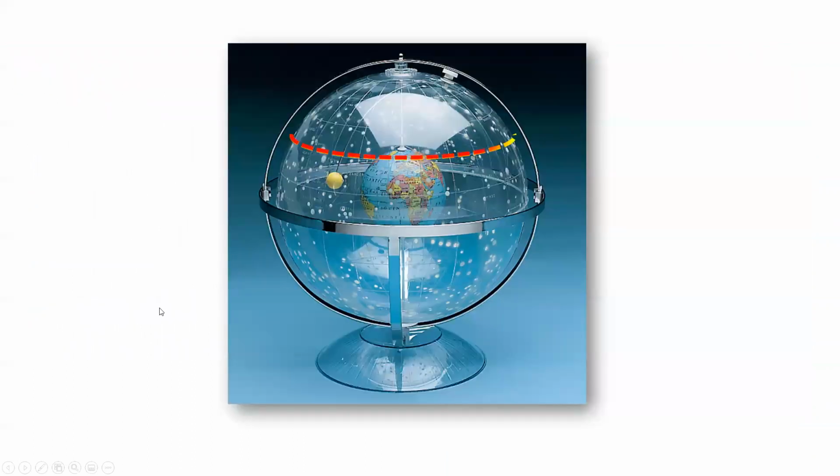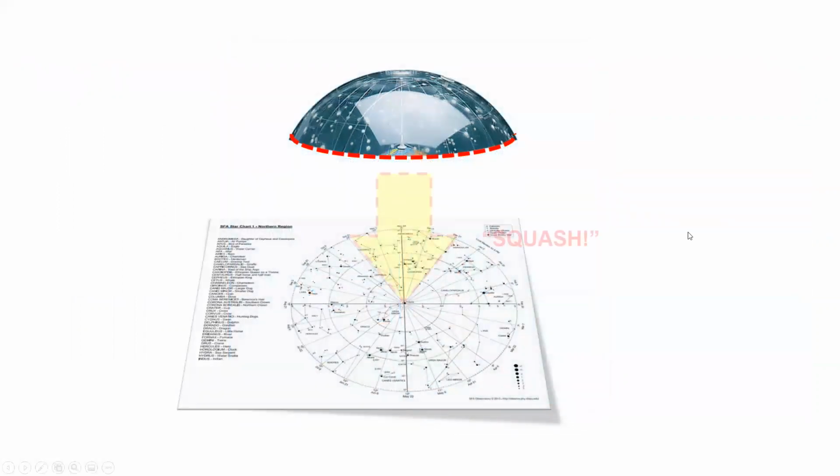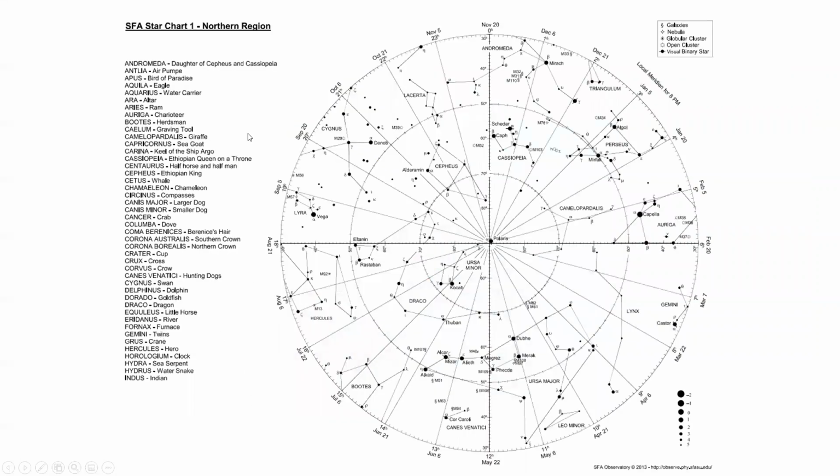Now, if you take a knife and say cut the top part of this celestial sphere off and then squash it onto a sheet of paper, this bowl shape becomes this map with concentric circles. Here's a close-up of that star chart number 1 of the northern region.